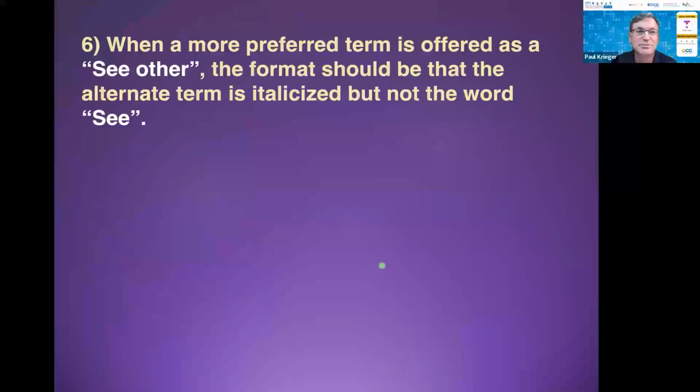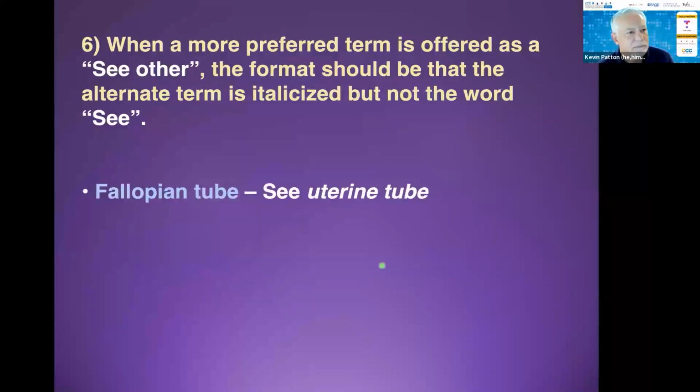Number 6. When a more preferred term is offered as a "see other," the format should be that the alternate term is italicized, but not the word "see." So fallopian tube is a really specific epithet. We're trying to get away from those in anatomy. So the default term or better term is uterine tube. And so I have see, uterine tube.